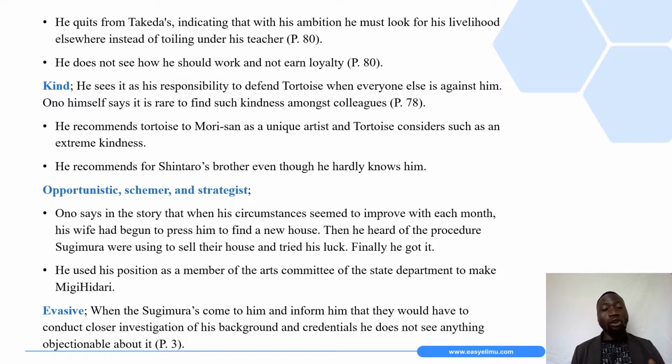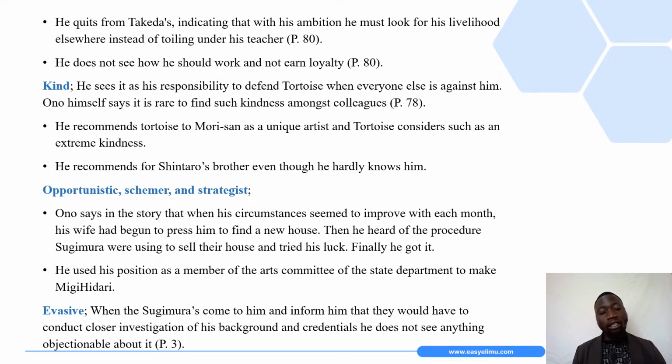Ono also recommends Shintaro's brother, even though he hardly knows him. We remember this when Shintaro and the brother visit Ono to show some gratitude as a result of the recommendation that he gave the brother. So Ono is also opportunistic, a schemer, and a strategist.